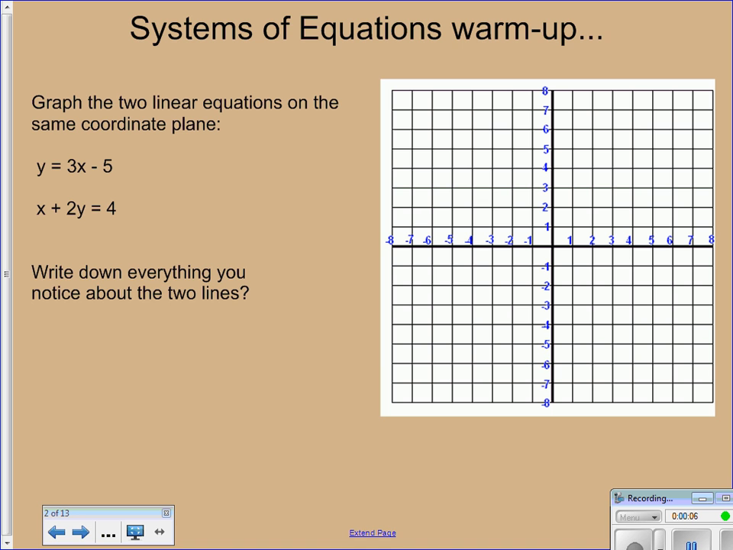So to start off with, we're going to do a little warm-up, and really what we're doing today is stuff that you've always been doing. You know what you're doing on these. So we're just going to start by graphing these two lines located here.